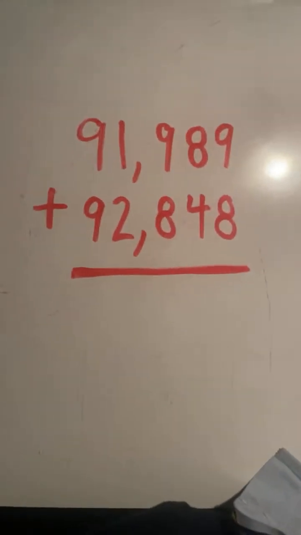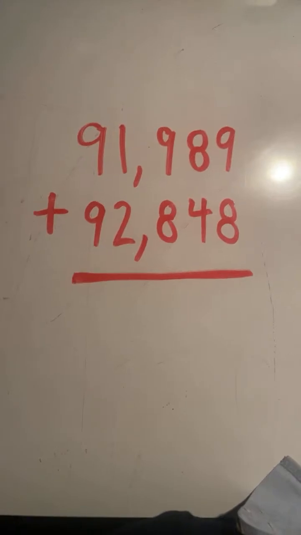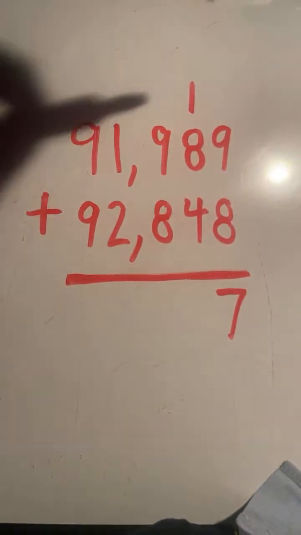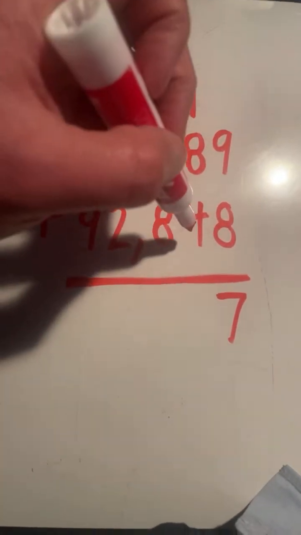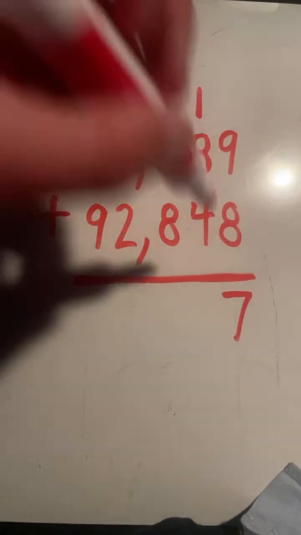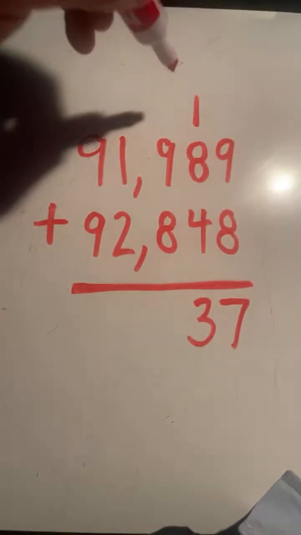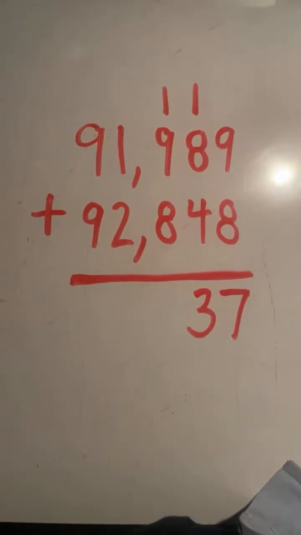We always start in the ones place with the digits all the way to the right. 9 plus 8 equals 17. So 7, carry the 1. 1 plus 8 equals 9, plus 4 equals 13. So the 3 in 13 goes in the tens place. The 1 in the number 13 gets carried over to the hundreds place.